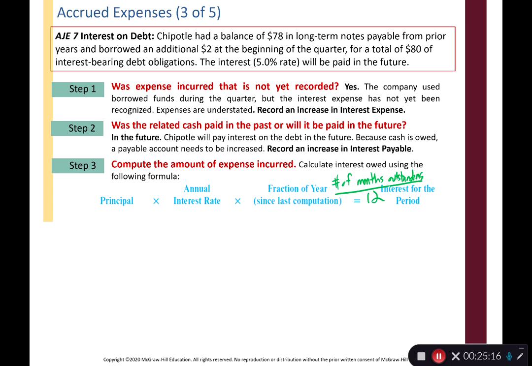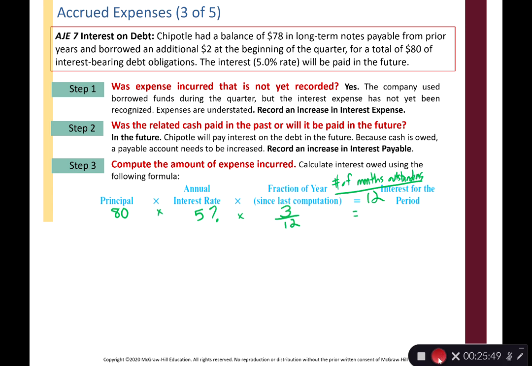So Chipotle had a balance of 78 in their long-term payable. That would be the principal amount. And they borrowed an additional 2 at the beginning of the quarter, so I jumped the gun. They have a total loan principal of 80. The interest rate is 5%, and the number of months outstanding, because it's 1 quarter, would be 3 months out of 12. And that would get us our interest for the period.